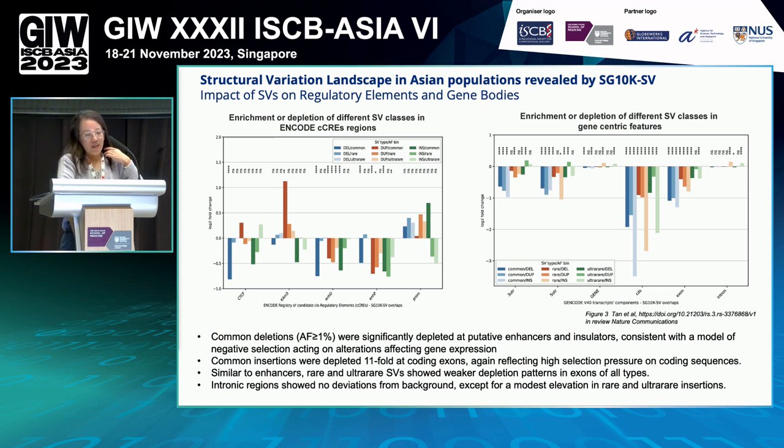And similar to enhancers, we found that rare and ultra-rare structural variations, so rare structural variations are variations less than 1% allele frequency, and ultra-rare is less than 0.01% allele frequencies, show weaker depletion patterns in exons of all types. And when we look at the intronic regions, we see that most of the structural variants do not have any deviations from the background, except we see some modest elevations in rare and ultra-rare insertions.